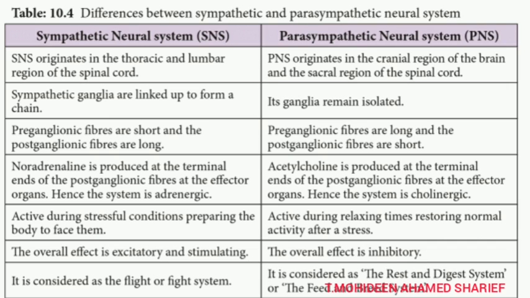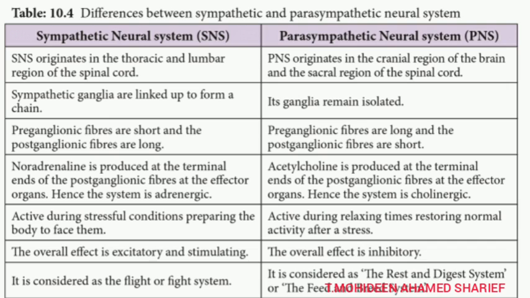So now we will see about the difference between the sympathetic nervous system and the parasympathetic nervous system. So SNS originates in the thoracic and lumbar region of the spinal cord, whereas the PNS, that means the parasympathetic nervous system, originates in the cranial region of the brain and the sacral region of the spinal cord.